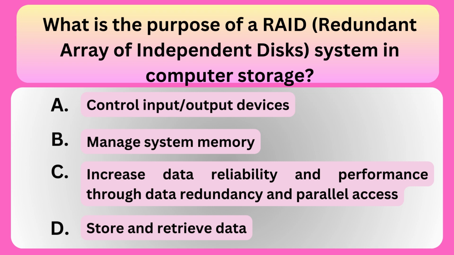What is the purpose of a RAID system in computer storage? RAID full form is redundant array of independent disk. And the options are control input or output devices, manage system memory, increase data reliability and performance through data redundancy and parallel access, store and retrieve data. And the right answer is option C.